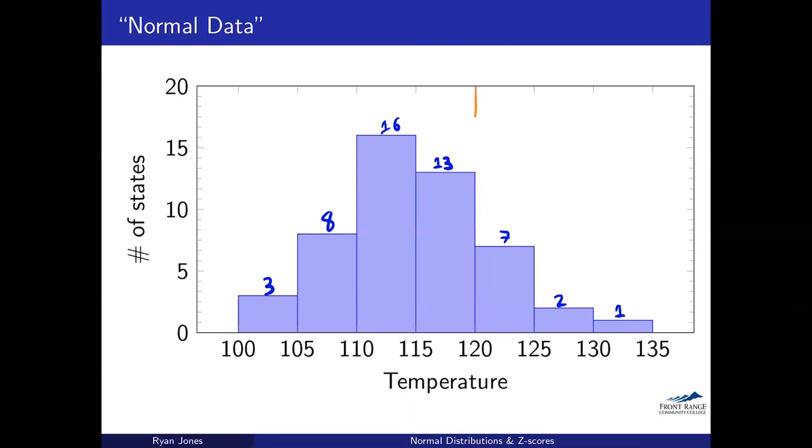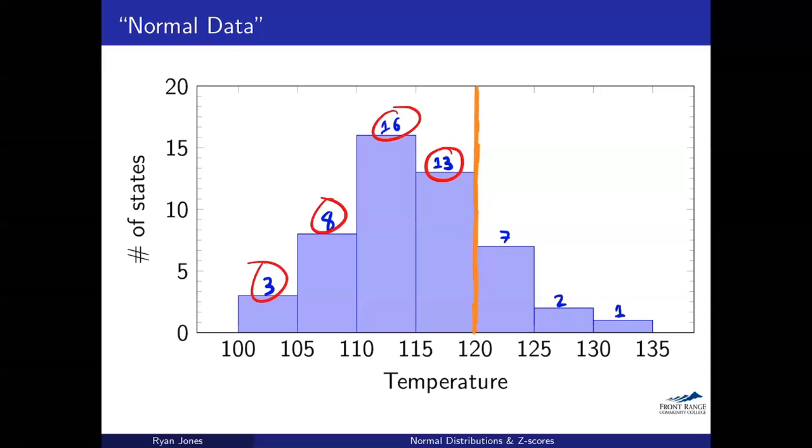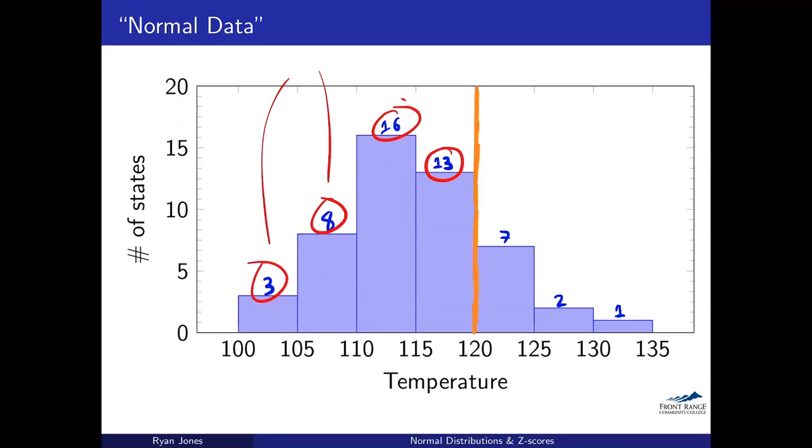So let's go ahead and mark this in the orange right here. If we wanted to find the percentage of states that have a high temperature of less than 120, we would just take these numbers here, 13, 16, 8, and 3, and we would add those together. And when we do that, we're going to end up getting 40, nice and even right there. And so we've got 40 states that have high temperatures less than 120.